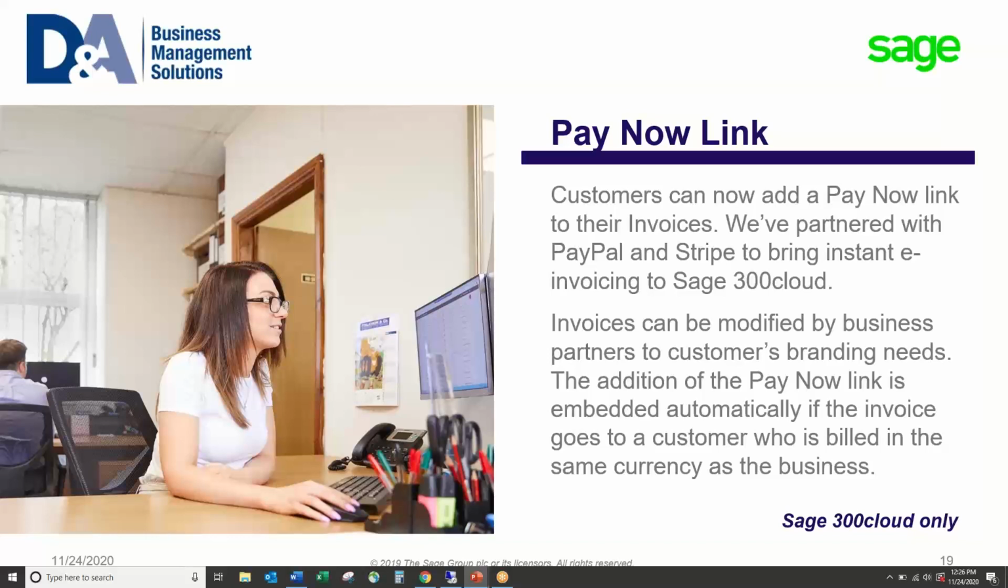Sage has partnered with PayPal and Stripe to bring this instant e-invoicing to Sage 300 cloud, which is the web screen. So this is a feature that all customers on subscription would have because you're operating it in the actual web browser.